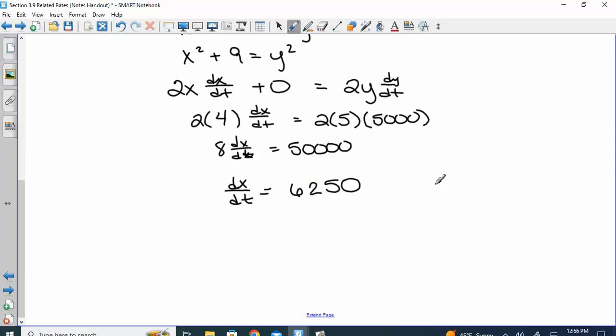$6,250. Miles per hour. Yes, x was in miles. My time is in hours.